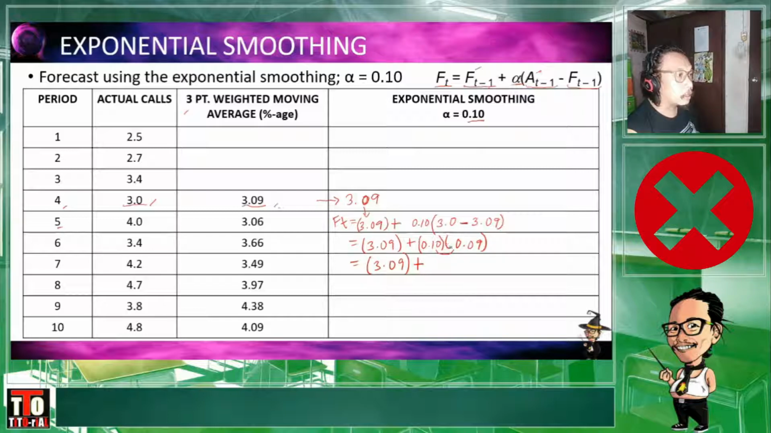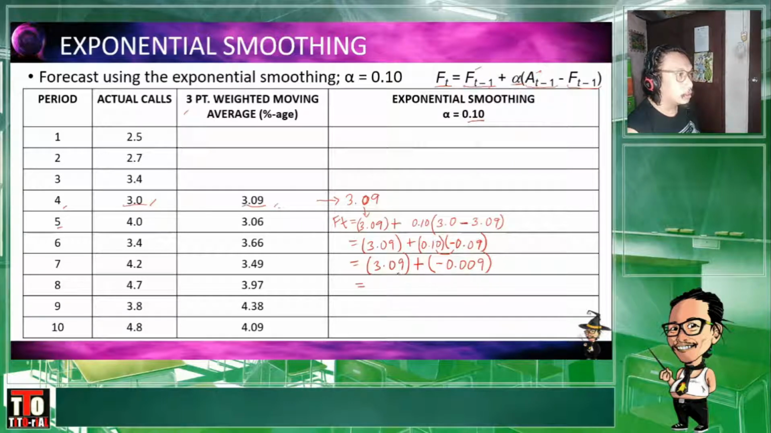Sorry guys, I made a mistake here. Since 3 to and then 3.09, mas mababa si 3 kaysa sa 3.09. This one should be negative 0.09. So, when we multiply 0.10 and the negative 0.09, we should yield negative 0.009. Okay?